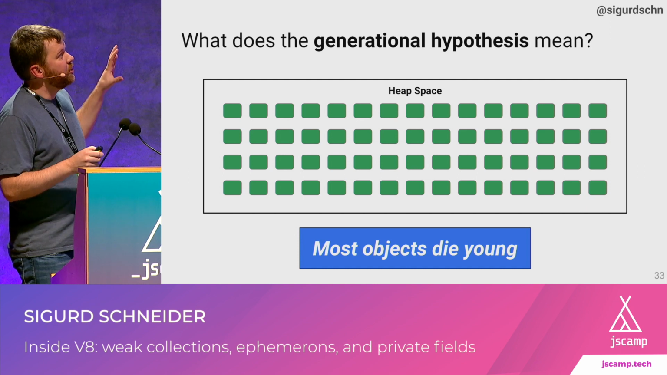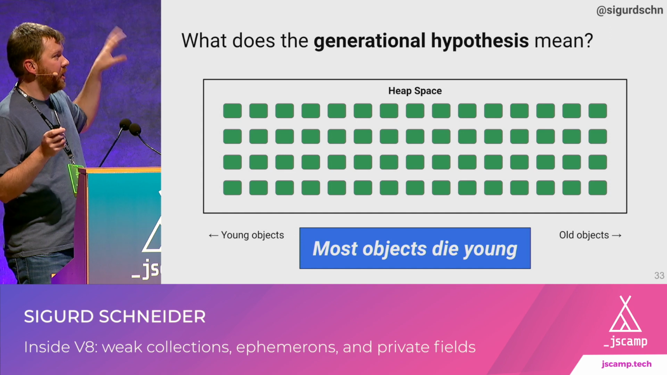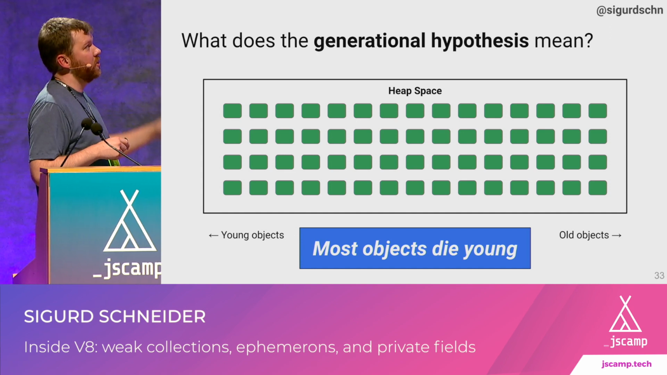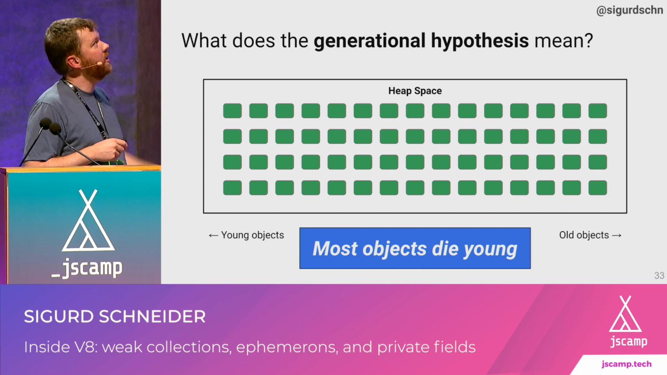So looking at the heap space, and assuming that we sorted the heap space, we have some kind of way to group the old objects to one side and the young objects to the other side.